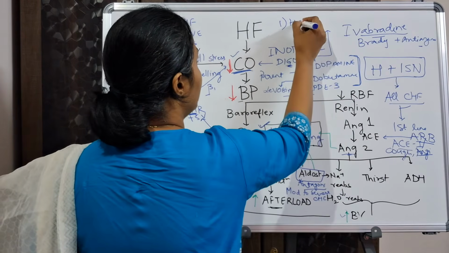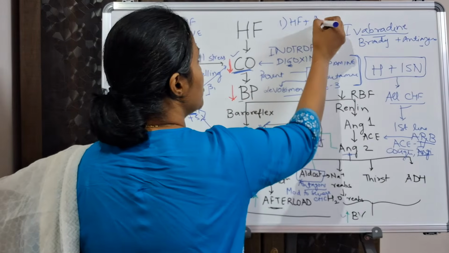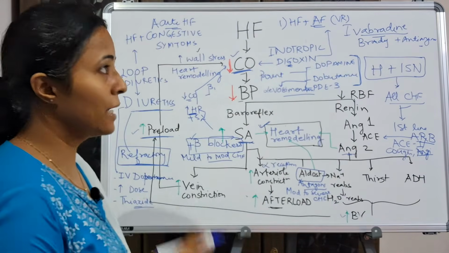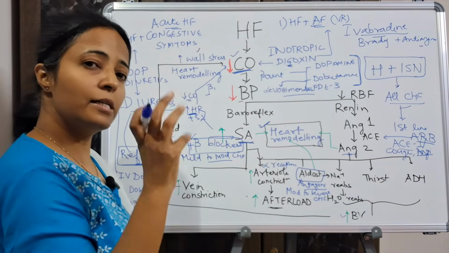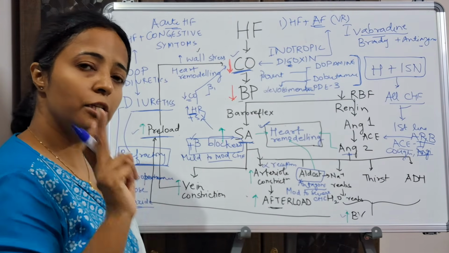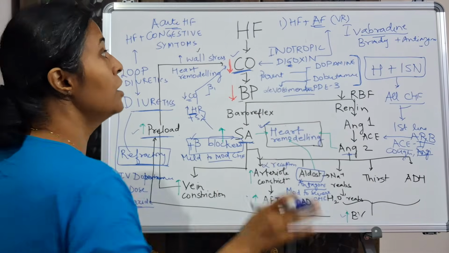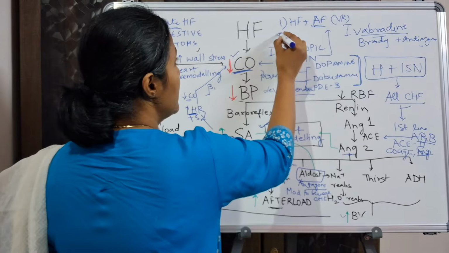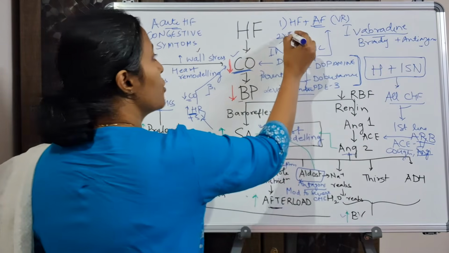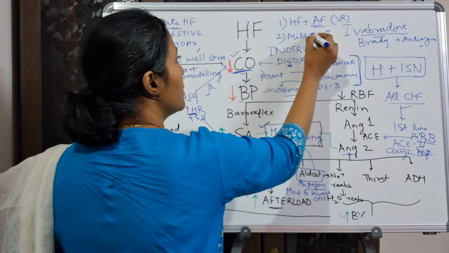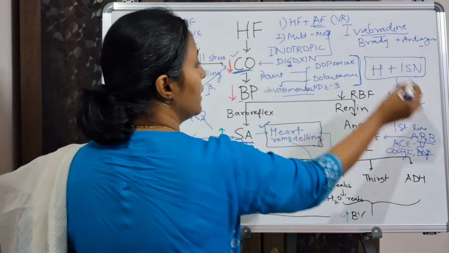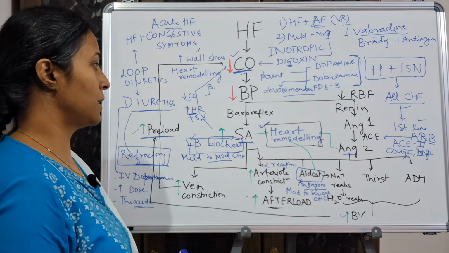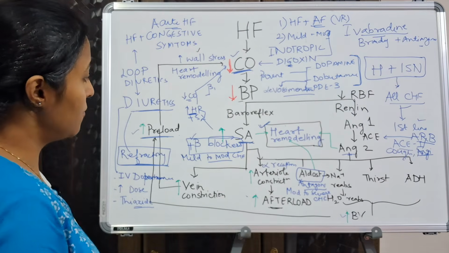One, heart failure with presence of atrial fibrillation for controlling the ventricular rate. Okay, so that is one, because digoxin increases the cardiac output, increases the contractility, it also decreases the conductivity so that the atrial impulses don't pass through to the ventricles. Second, it is given in mild to moderate heart failure which is not responding to ACE inhibitors plus beta blocker therapy, right? So that is digoxin.